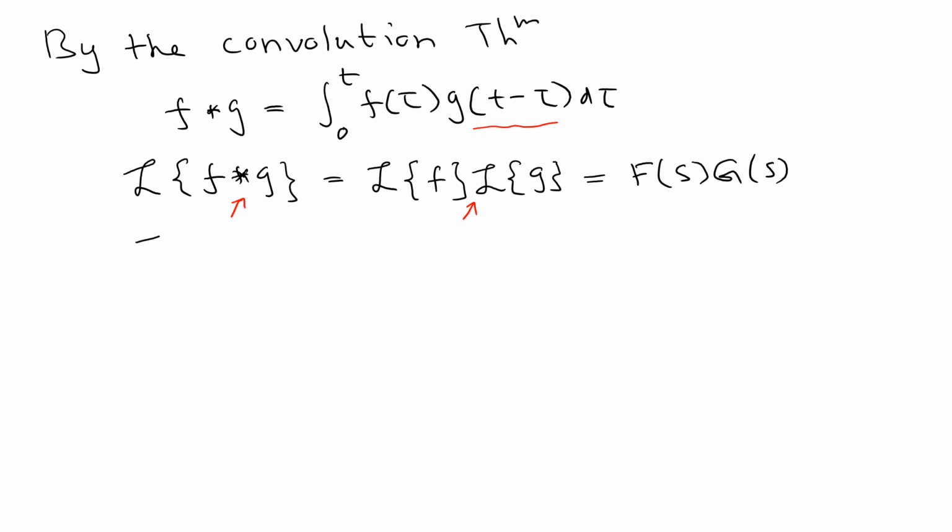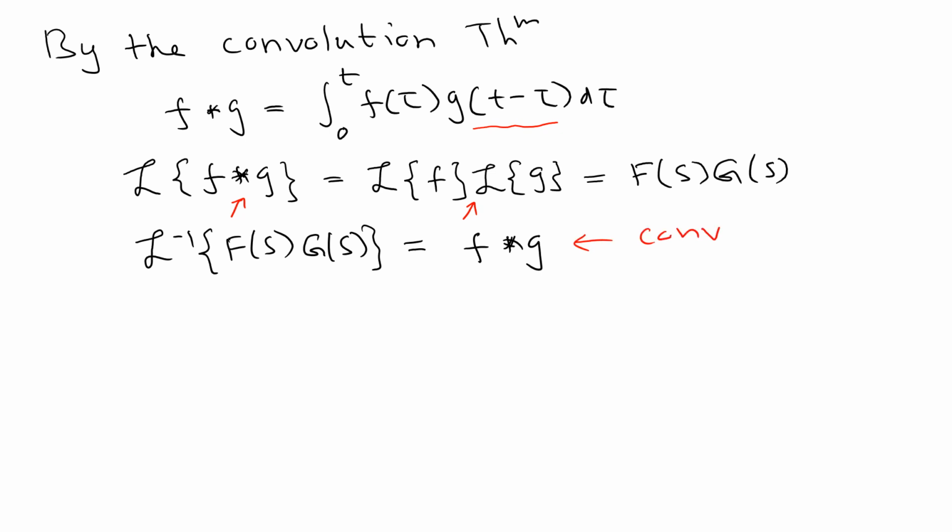So if you take the inverse of the other side, the inverse of F(s)G(s), that means a product, it's going to give you F star G, the convolution product. So that's the idea. So that's the convolution. That means we just need to evaluate this convolution using the integral.